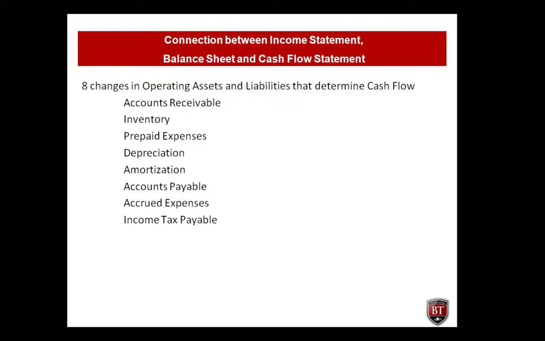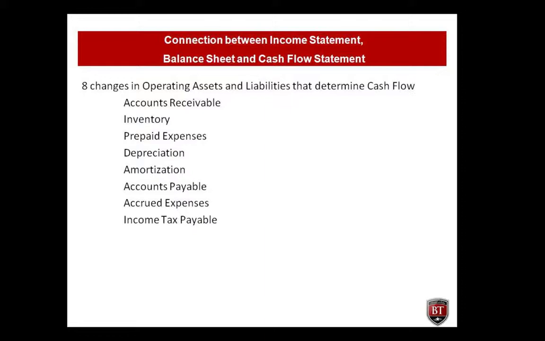There are 8 changes in operating assets and liabilities that determine cash flow. Accounts receivable, inventory, prepaid expenses, depreciation, amortization, accounts payable, accrued expenses, and income tax payable. Business managers have a double duty. First to earn profits, then to convert the profit into cash as soon as possible. Waiting too long to turn profit into cash reduces its value.